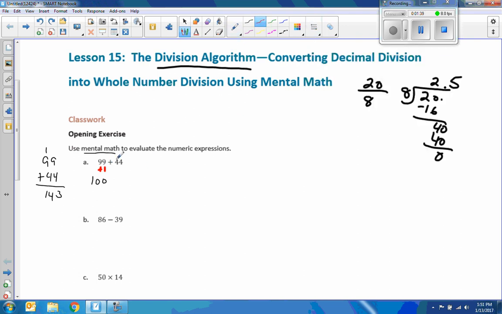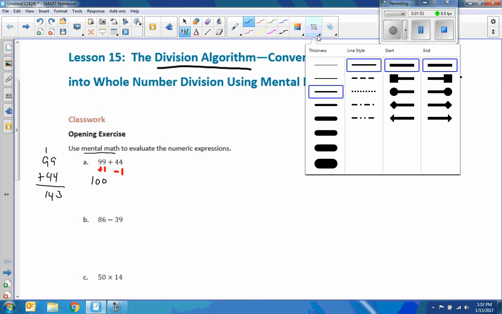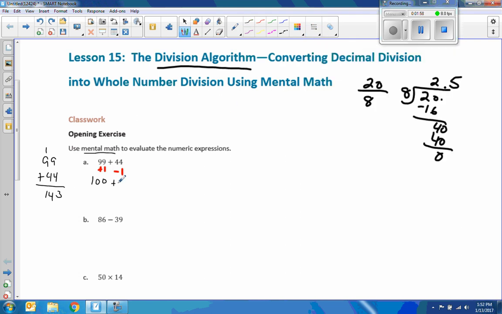Okay. Add 1 to 99 to get 100. Well, I can't just add 1 to a sum because I'm going to be off by 1. So if I take 1 away, then I'm going to get 100 plus 43. And that's easy. That's 143. So if you add 1 to 99, you have to subtract 1 from 44, so 100 plus 43. And that just makes it a lot easier.